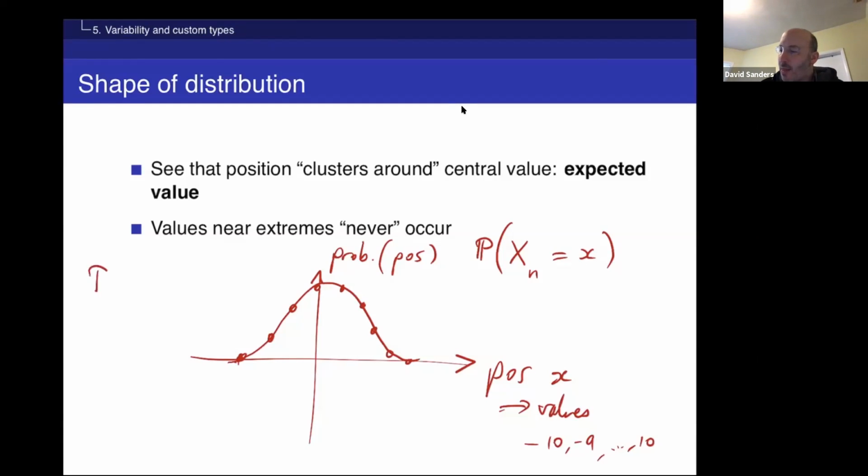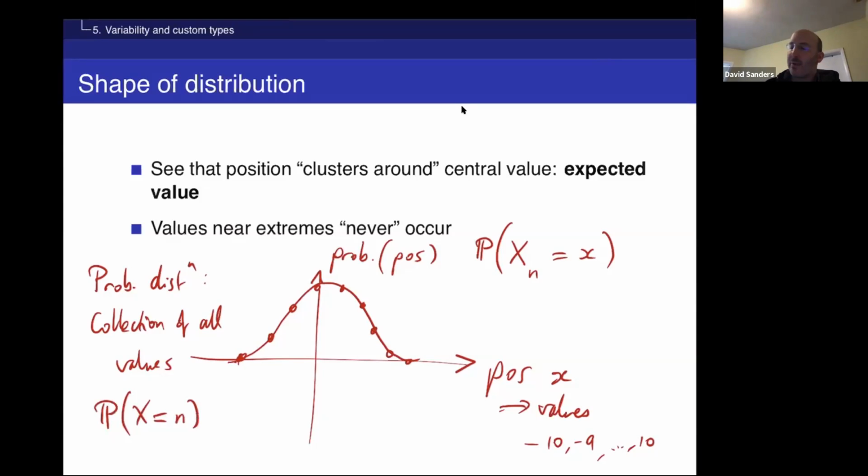So let's recall the probability distribution is the collection of values of, let's say, all values, the probability that x is equal to n. So these are numbers and they sum to 1. So the sum over all n of the probability that x equals n has to be 1. That means that the particle has to be somewhere. And the definition of probability distribution is the collection of those possible values.